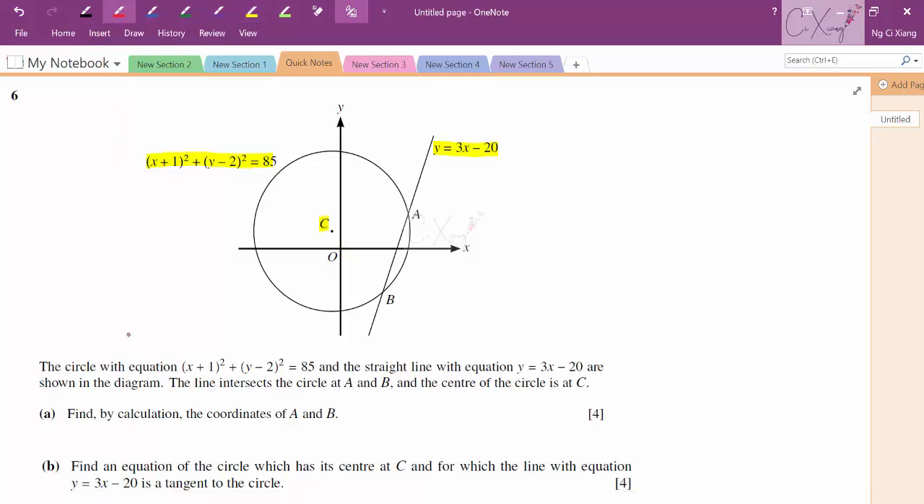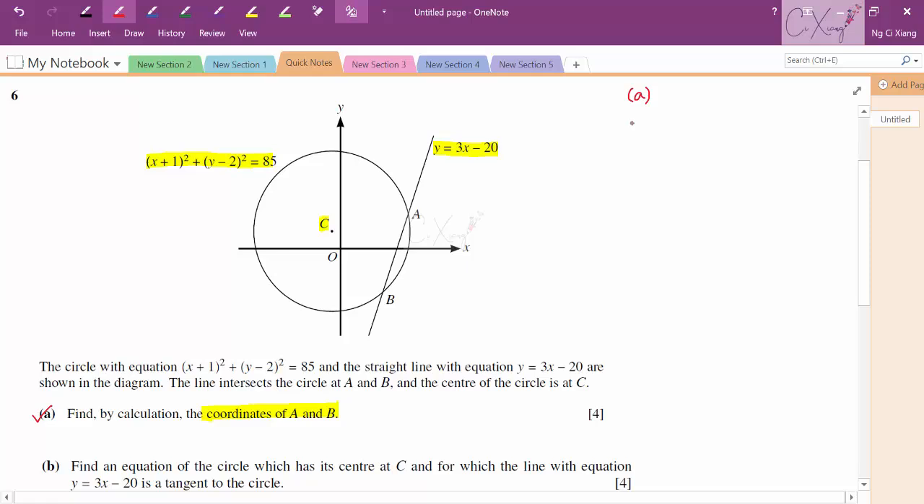All right, so for the first part, they want us to calculate the coordinates of A and also B. So, very obvious, point A and point B are actually the intersection points between the line and the curve, the circle. So to get the intersection points, usually we need to solve simultaneous equations where we substitute this value into the circle equation.